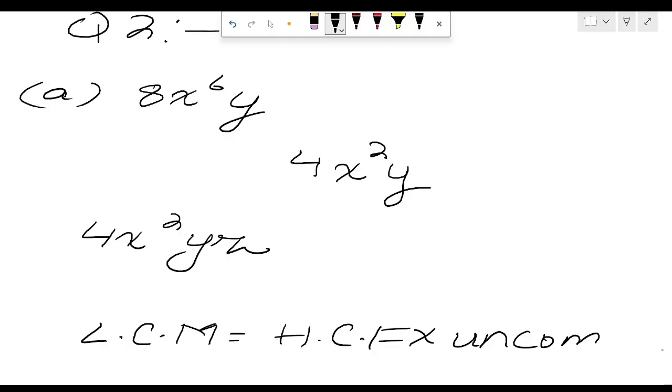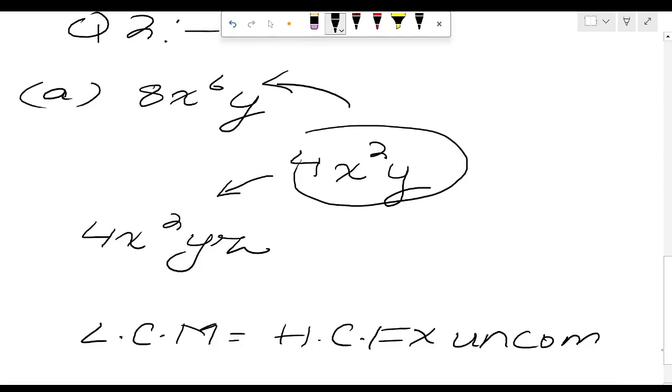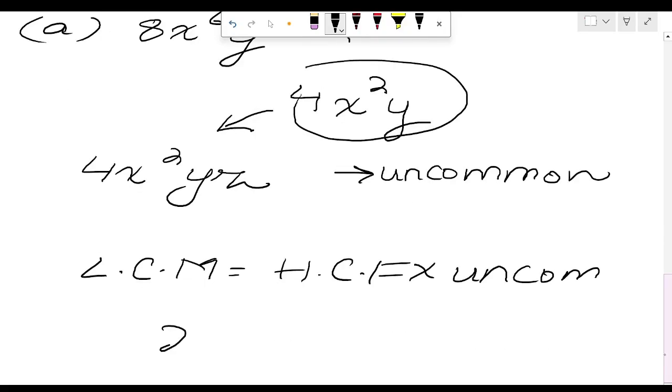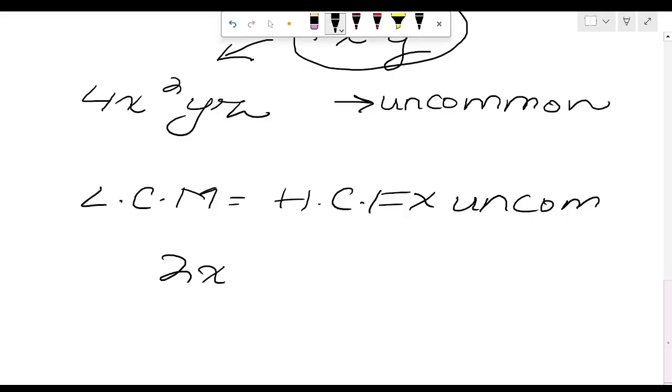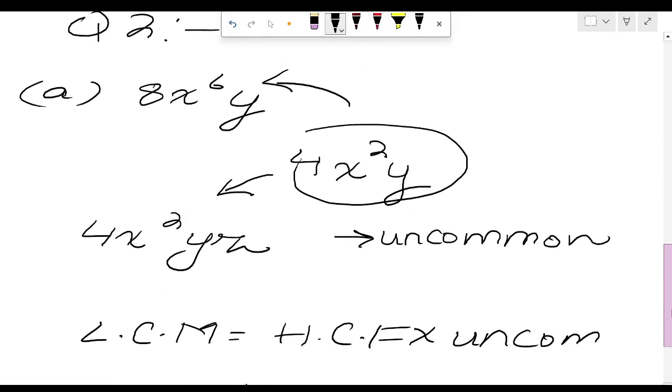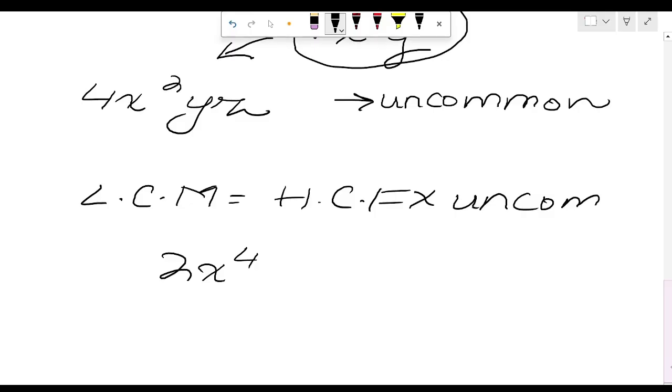Now if we use this HCF and divide it by the first monomial and the second monomial, then we will obtain the uncommon factors. So how are we going to do that? 8 divided by 4 results in 2, so I'll just write down 2. Then x power 6 divided by x squared results in x power 4. And then y and y cancel each other out. So this is the first uncommon factor.